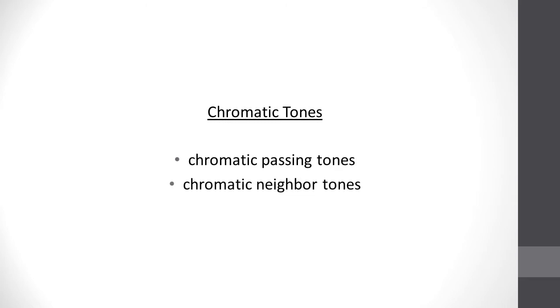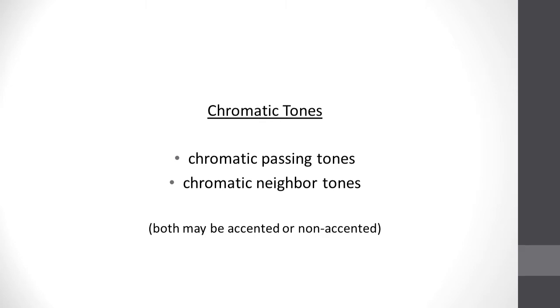The next type of non-chord tone we will be looking at is the chromatic tone. Chromatic refers to the pitches not found in the scale, whereas diatonic refers to the pitches in the scale. Chromatic tones can be either chromatic passing tones or chromatic neighbor tones. Both may be accented or non-accented. Let's look at an example of each.